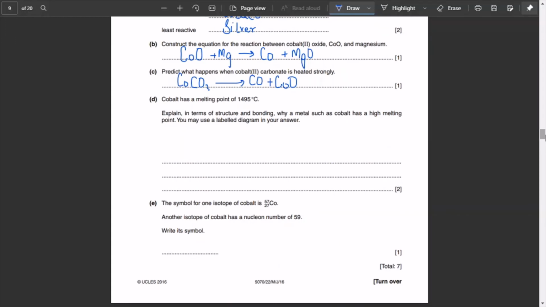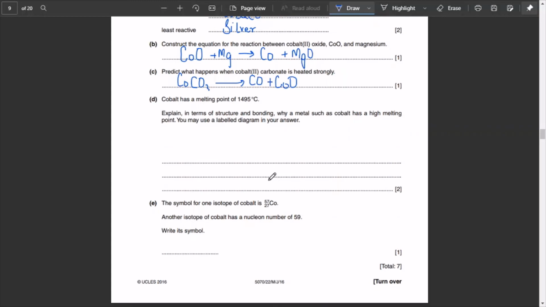So again, the question says explain in terms of structure and bonding. That means you can show how it is bonded. We can simply talk about the sea of electrons around cobalt because it's a metal, and we can talk about the cations and all. And we can add a bit of description about it, that they have delocalized electrons and they have a sea of electrons which has strong electrostatic force, and this is how strong bonding is formed and the melting point is greater.